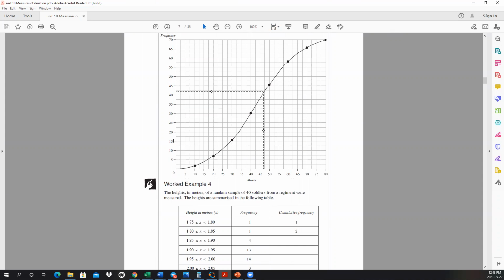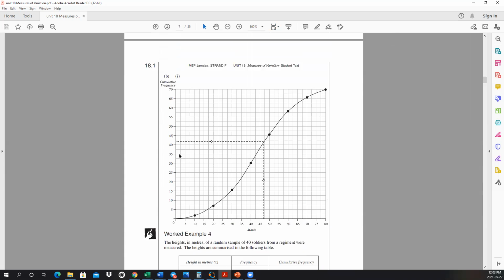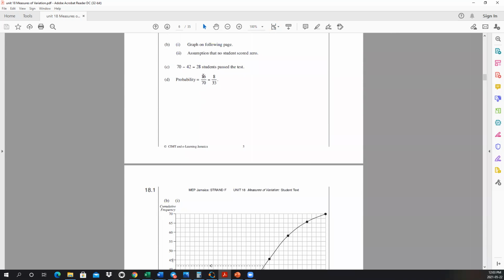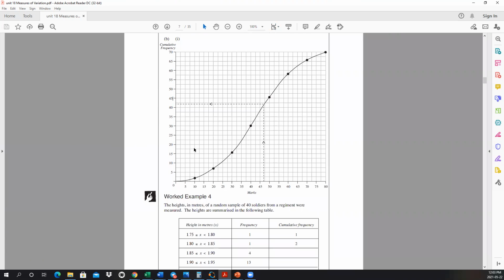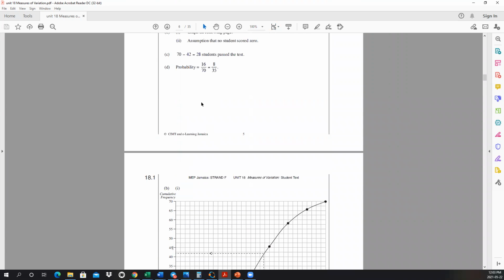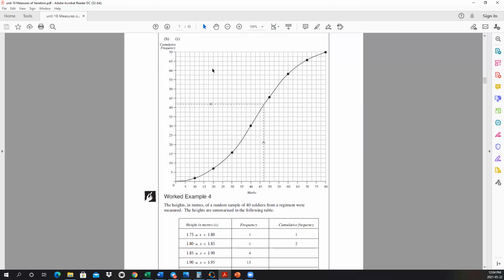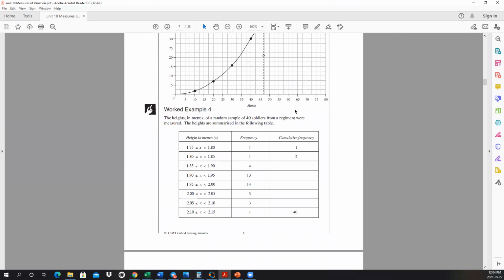So less than or equal to 30. So around 16, so that'd be 16 students, 16 over 70 would be the probability. So 16 over 70, because there are 16 students that score less than 30, and there are 70 students in total. So you put the outcome that you're looking for, 16, over the total possible outcomes, 70. And then it just reduces to the lowest terms, right? That's how you do that.